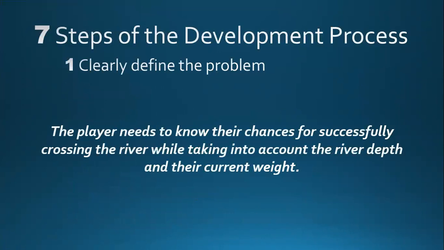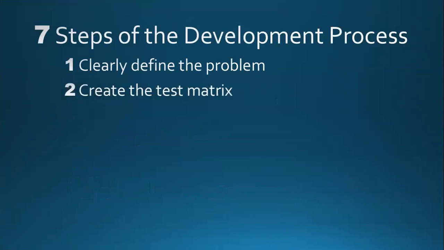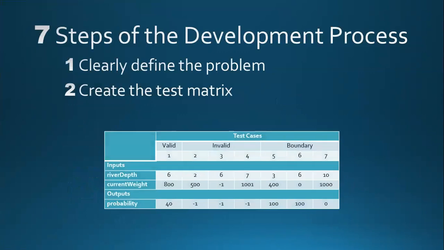Now that we have the problem defined, let's break it up into manageable tasks. We have our goal, which is to calculate the probability of crossing a river on the Oregon Trail. We have the inputs we know we'll need and the conditions that we need to follow in order to make sure the program will run without any errors. Now that we have the problem clearly defined, we can create a test matrix to run some specific values to ensure that we have valid inputs and boundaries defined.